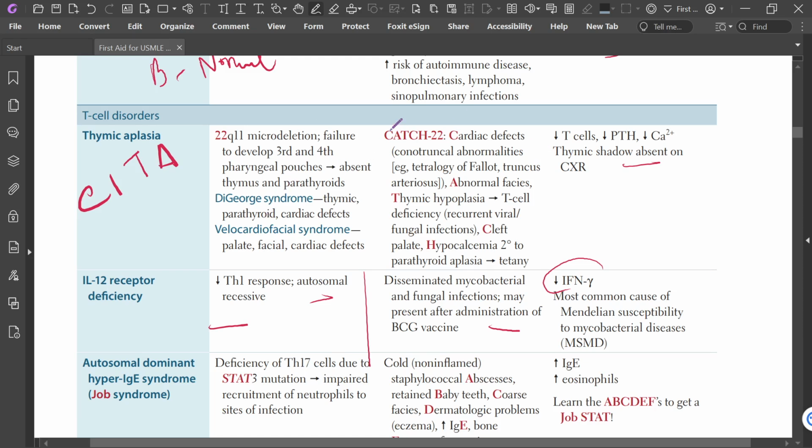And thymic aplasia, CATCH 22: cardiac defects with truncal abnormality such as tetralogy of Fallot and truncus arteriosus. There may be abnormal facies, thymic hypoplasia, T cell deficiency, and recurrent bacterial, viral, and fungal infections. There may be cleft palate, hypocalcemia secondary to parathyroid aplasia, and tetany. DiGeorge syndrome is CATCH 22, and velocardiofacial involves palate, facial, and cardiac defects.